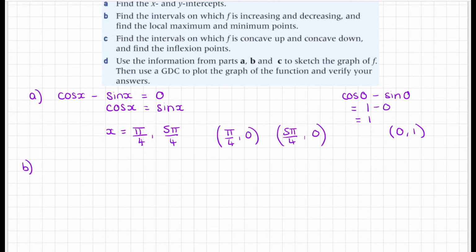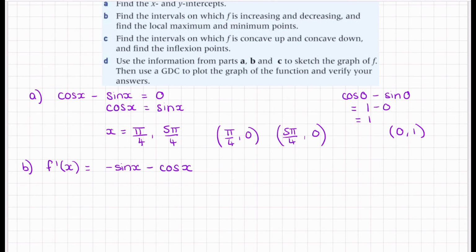Part B, find the intervals on which the function is increasing and decreasing and find the local maximum and minimum points. So to find where things are increasing and decreasing and our maximum minimums, we need to find the derivative, which would be negative sine x minus cos x.